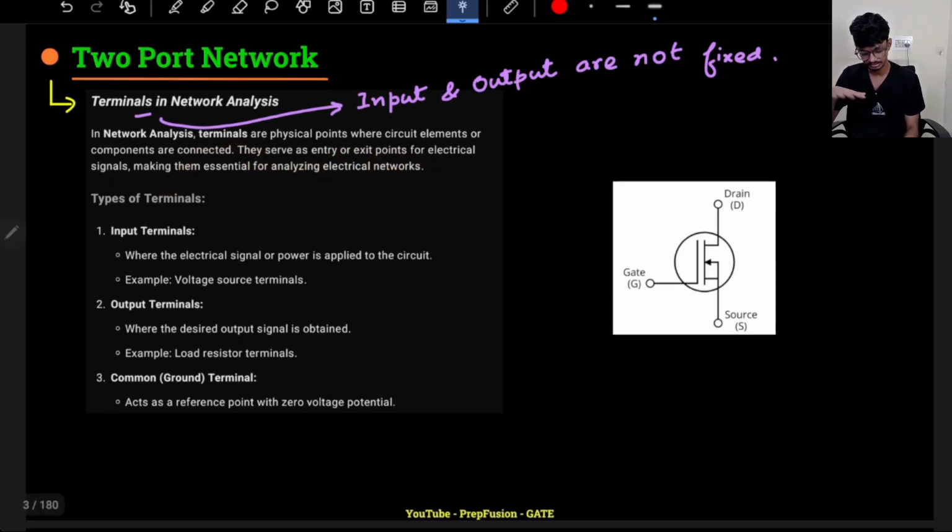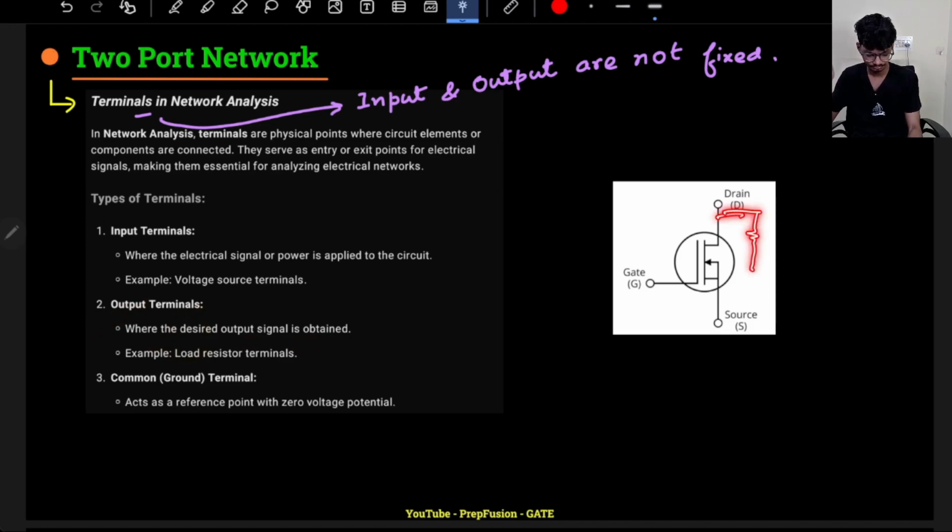This is how we analyze. Input terminals are where the electrical signal or the power is applied to the circuit. Generally the gate of a MOSFET is the input. Another example is the voltage source terminal, where we apply the voltage to some other circuit elements. Then output terminals are where the desired output signal is to be connected, that is, where we generally connect the load.